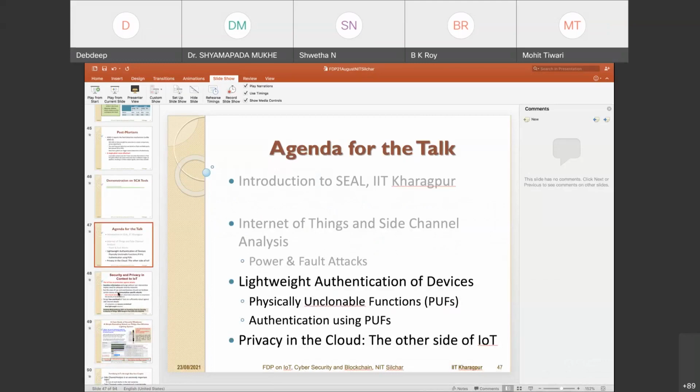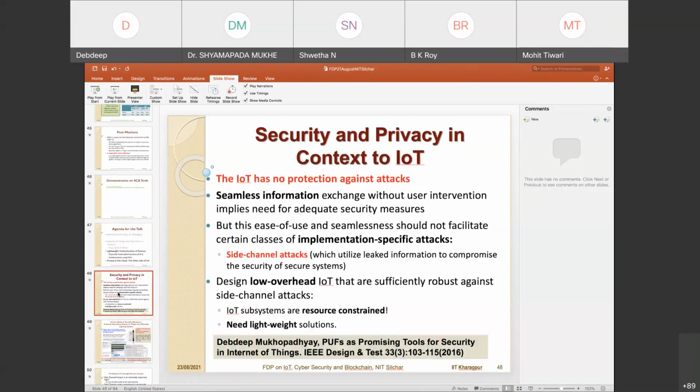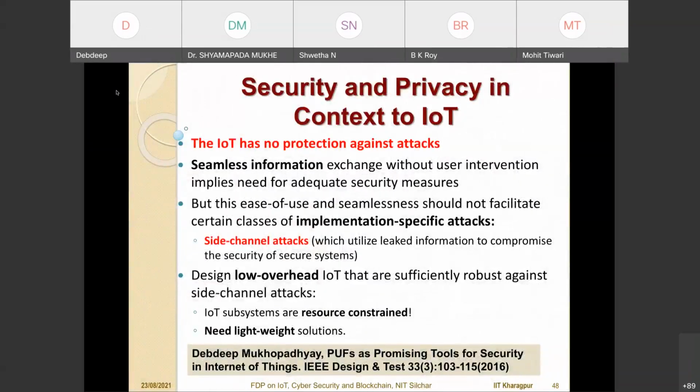So that brings me to the next part of my presentation, where we talk about security and privacy aspects in the context of IoT. We know that IoT devices are resource constrained, and therefore it brings us to the question of whether we can develop lightweight solutions for security.